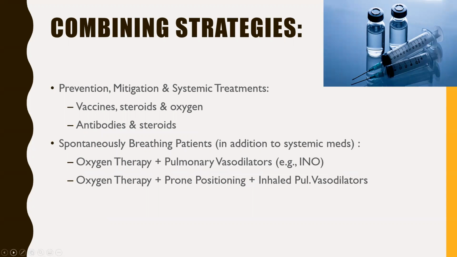Some benefit was out there to combining these strategies: prevention, mitigation, systemic treatments, vaccines. Again, my colleagues in other lectures related to COVID talked about vaccines. The scary thing is that initially some of the vaccines were 90 to 95% effective in preventing hospitalization, and now that number has gone down considerably. But that's the bad news. The good news is that some newer vaccines are being introduced that seem effective against some of the variants. Antibodies and steroids as well.